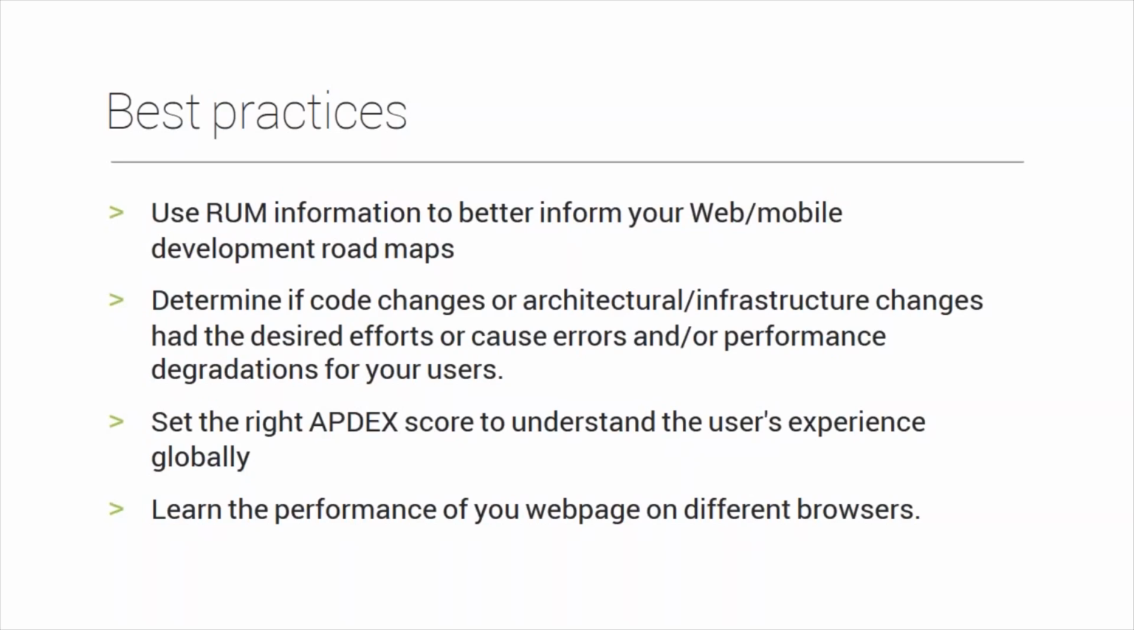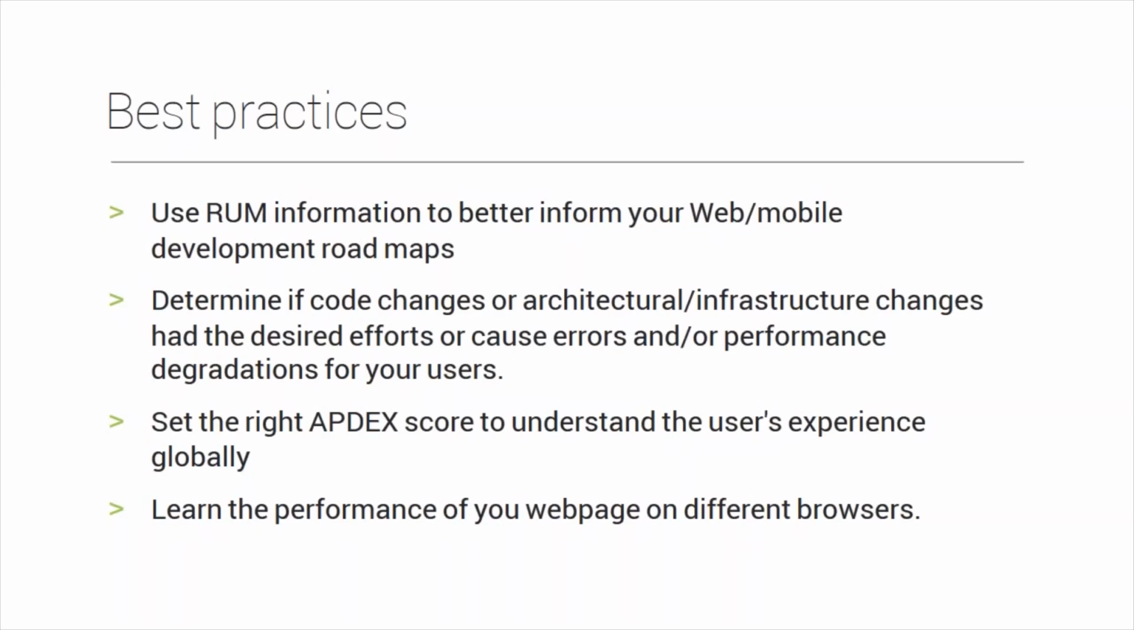Right. So with the help of best practices, what you can achieve is you can use RUM, the real user information, to better inform your web or mobile development roadmaps. So as I said, based on the browser's response time and how it performs with different operating systems, you can develop your website accordingly. You can determine if code changes or architectural or infrastructure changes are worth the effort relative to the cost, error, and performance.